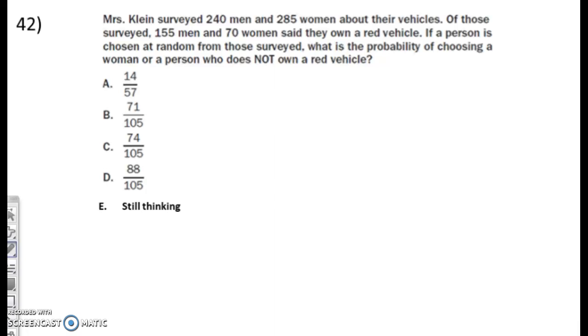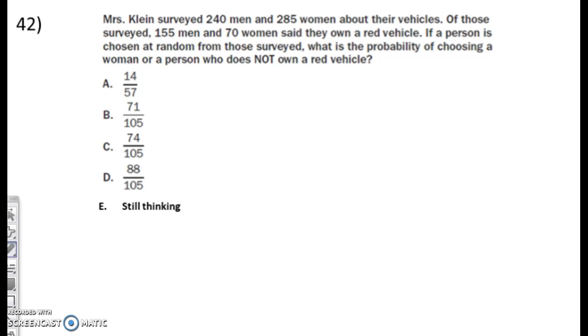Mrs. Klein surveyed 240 men and 285 women about their vehicles. Of those surveyed, 155 men and 70 women said they own a red vehicle. If a person is chosen at random from those surveyed, what is the probability of choosing a woman or a person who does not own a red vehicle?